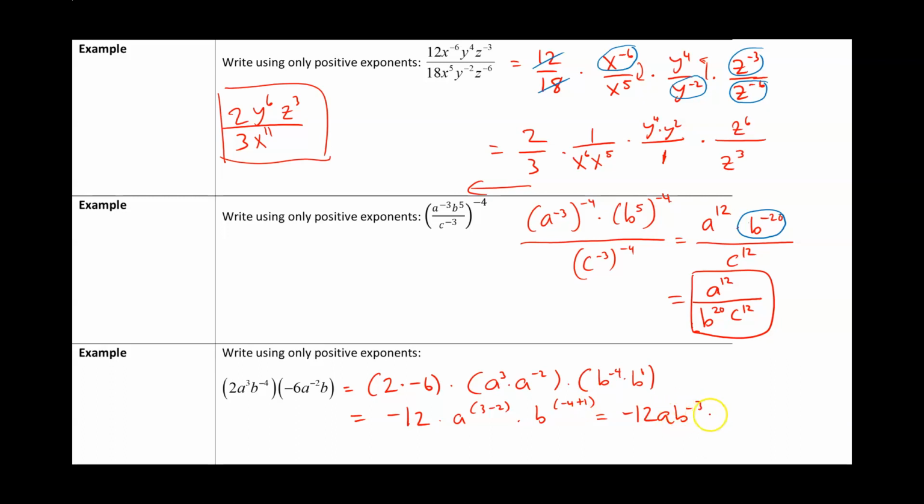Can't have a negative exponent, so that's going to flip to the denominator. So the negative 12 and a stay on the numerator. The b to the negative 3rd goes to the denominator, becomes b to the positive 3rd. In class, I'll talk about a different way of doing this, but this is one way. The flipping method is the other way. You do whatever is going to work better for you.